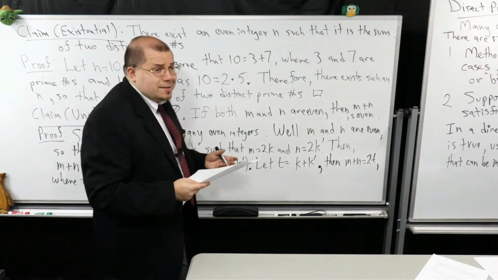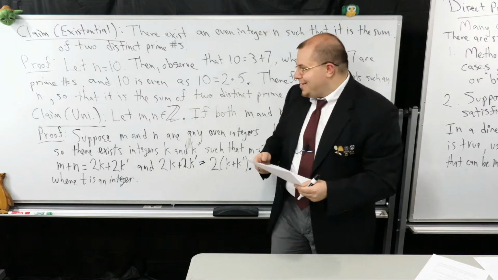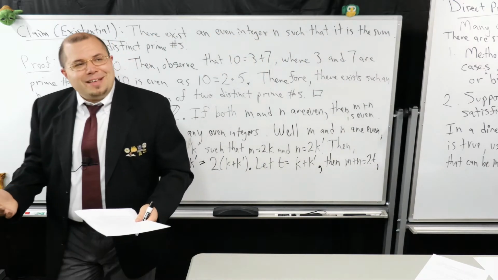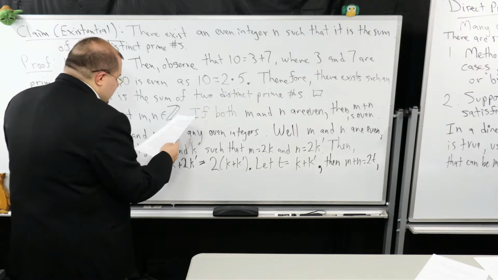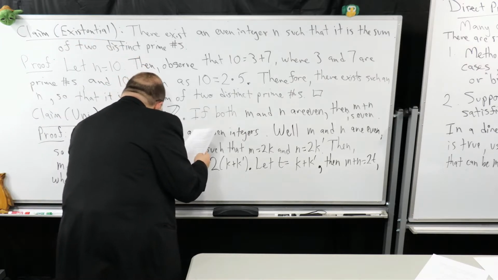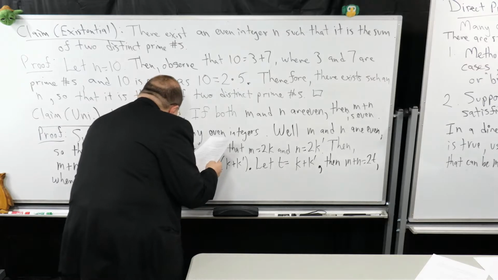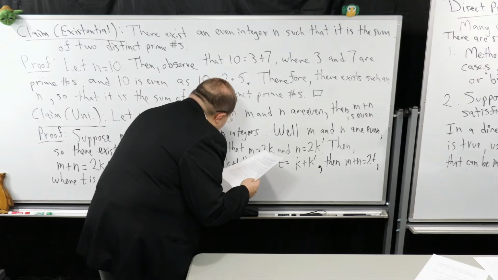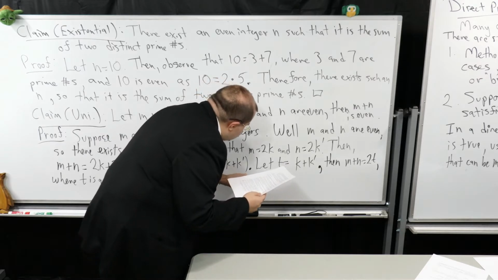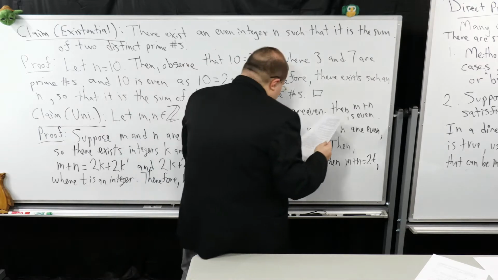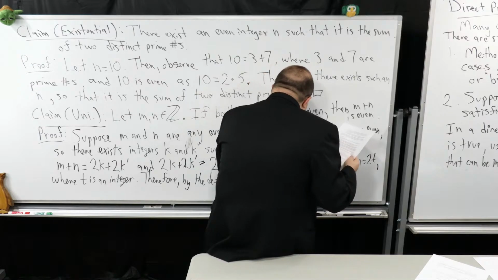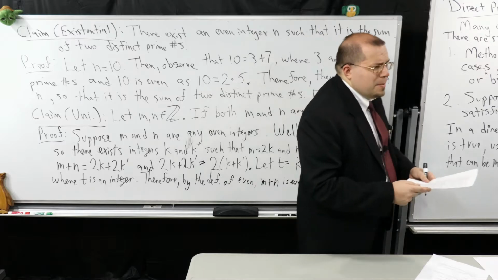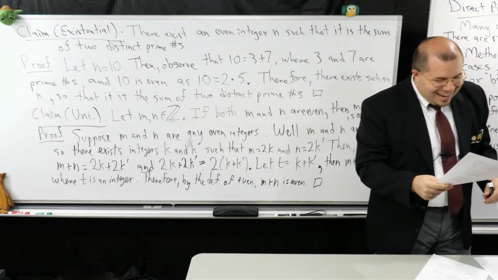Therefore, are we done? Yeah, we're done, right? We just showed that m plus n is equal to 2 times another integer, but that's even, right? So let me just summarize that. Therefore, by the definition of even, m plus n is even. And we're done. Bam! We did it.